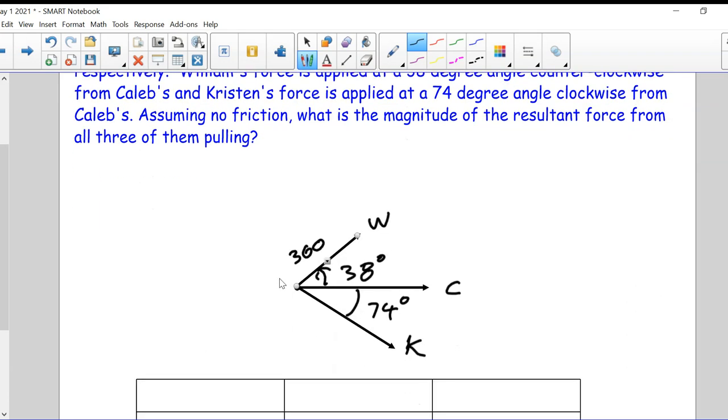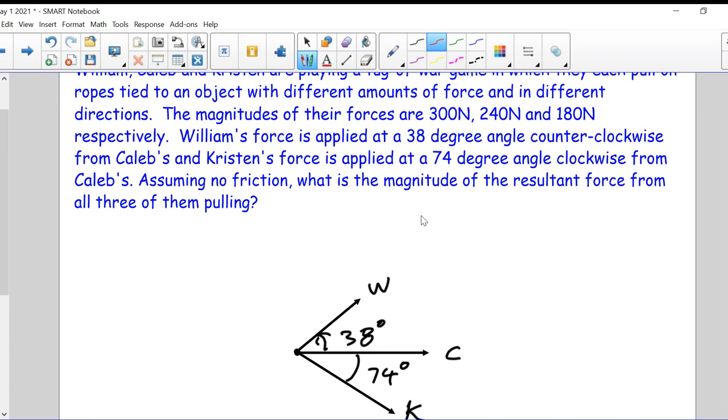Actually, you know what? I'm going to use a different color for that. Let's change the color. All right, so putting the actual forces in different colors here. So imagine that all three are pulling together. Let's see where they're going to finally end up and what kind of overall force they're pulling with.